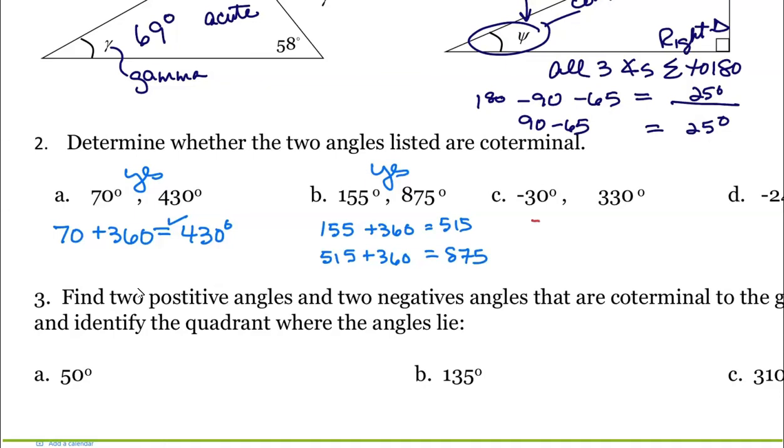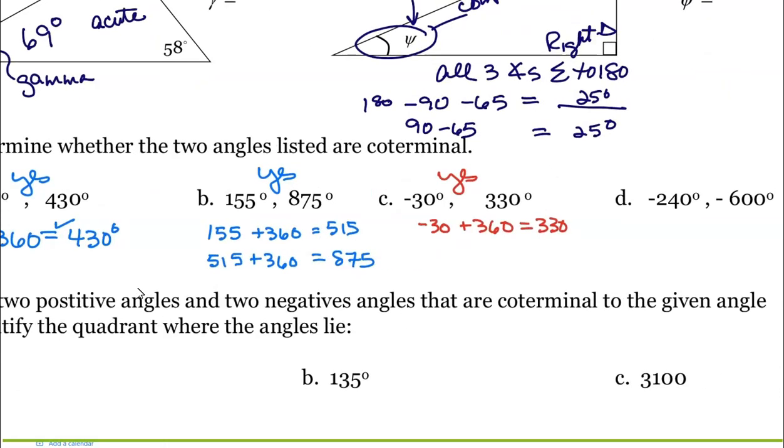Okay, what if you have a negative 330 and you add 360 to it? Don't you get a positive 330? So these are coterminal. That's a yes. And now my last one, look at this. This is negative 240. Oh, this is also negative. I'm not going to add 360 to it. I'm going to take my negative 240 and subtract 360. And when I do that, I do indeed get negative 600. So this is also a yes.